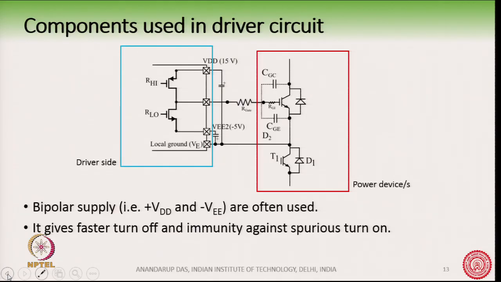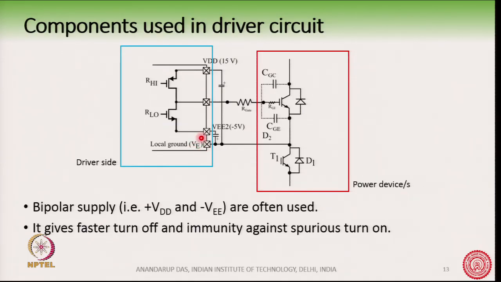An additional point to keep in mind is that you may choose VDD to be 15 volt, and instead of a minus 5 volt you may choose to have a 0 volt. So, therefore, there will be a local ground here, you will connect it to 0 volt instead of minus 5. This is also possible and is used. However, the minus 5 volt gives you certain advantages.